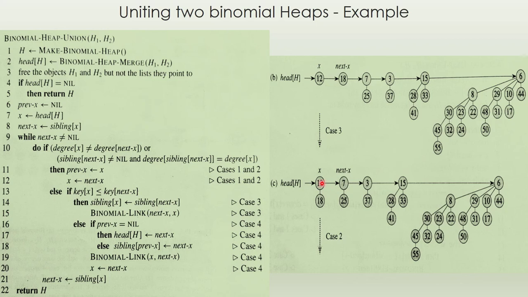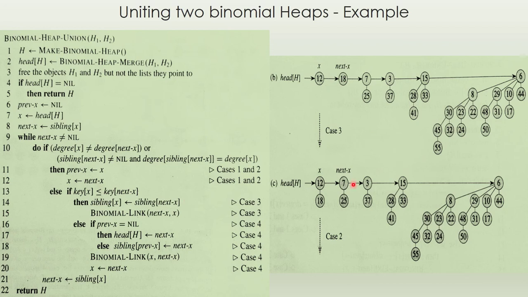So you just look at this diagram. I want to link 12 and 18, and 12 becomes the root. After that, who will be the sibling of x? Sibling of x will be 7. Who is 7? Sibling of next x. So sibling of x equals sibling of next x. So this pointer is created first. 12 is linked with 7. Next, binomial link of next x comma x. So this 18 and 12 will be linked.